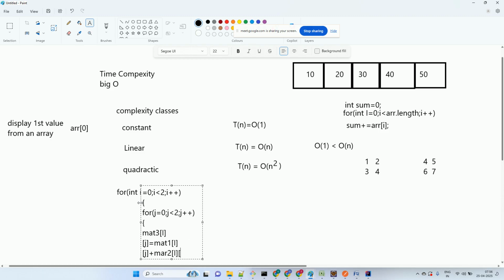So how many times will this addition happen? If there is a loop inside a loop, it is multiplication. This will run two times, and this will run two times. So 2 into 2 is 4. That's why if the array size is 2, then it will take 2 square times maximum. What if it would have been a 3 by 3 matrix then?